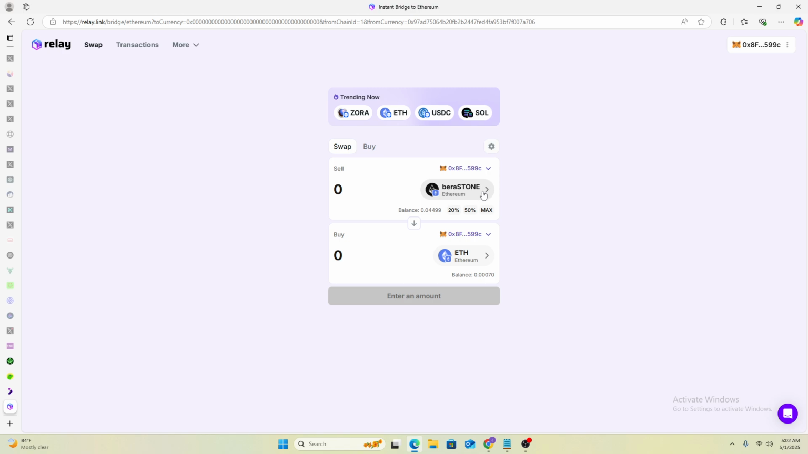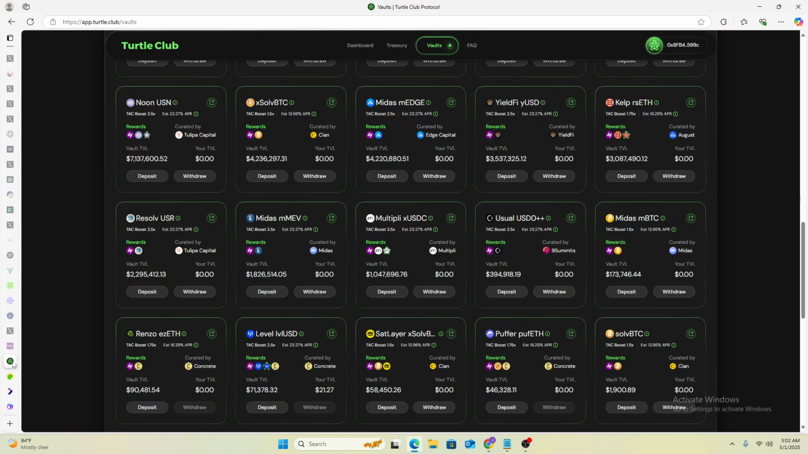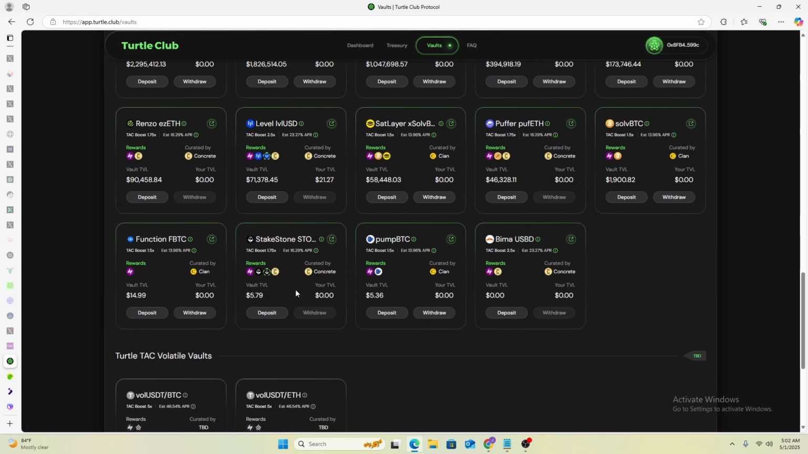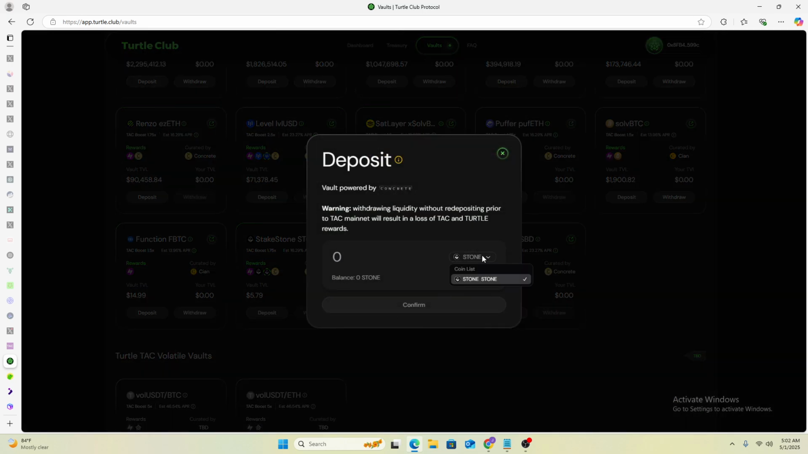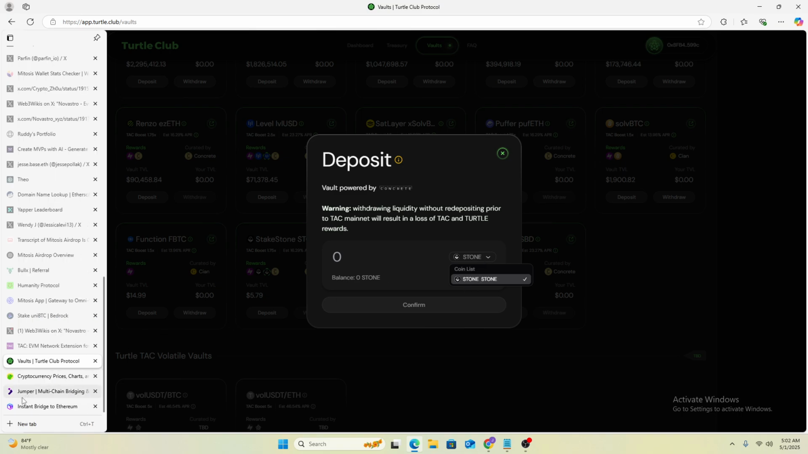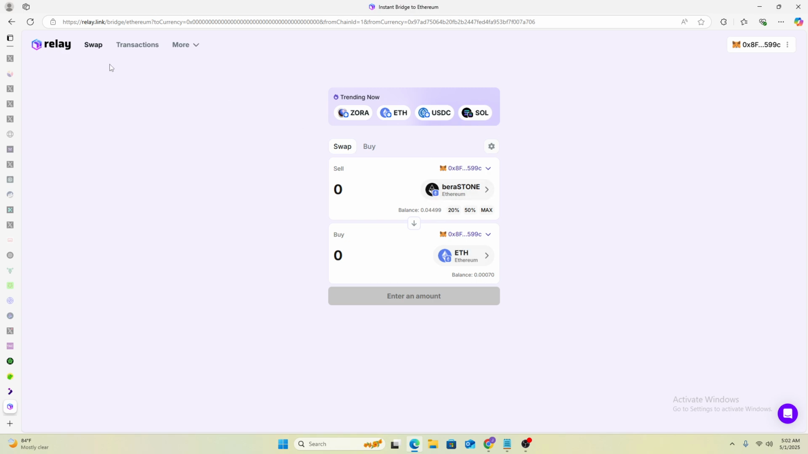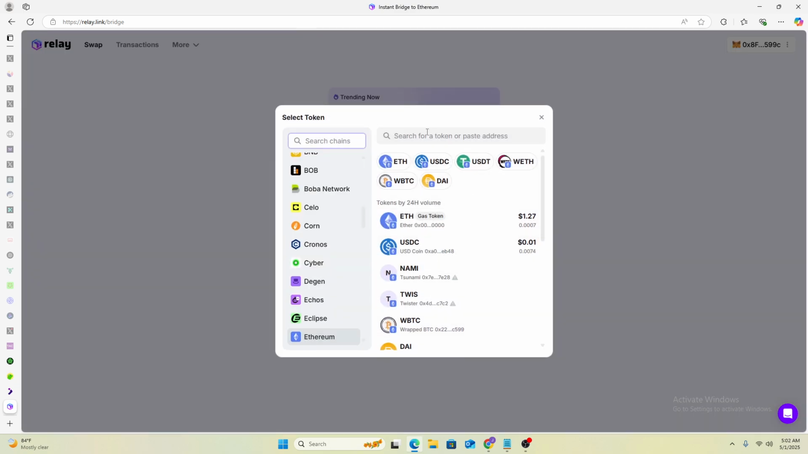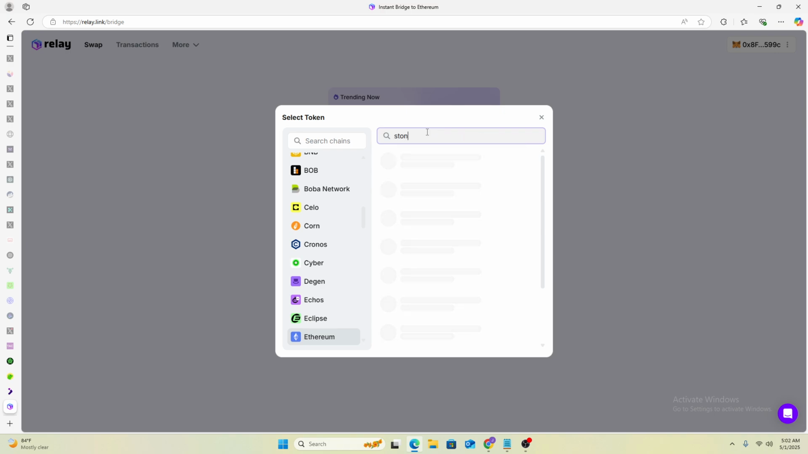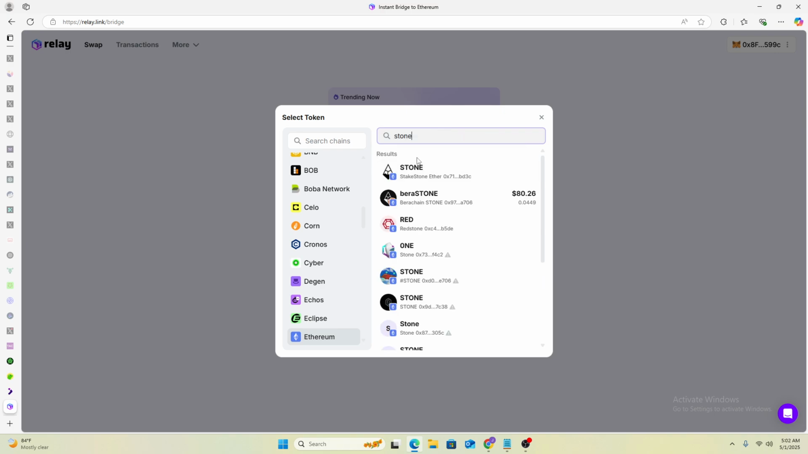So except this is not stone, this is Bera stone. Or is it stone? Just a moment. Let's check here. Okay, so it's not stone. I will need to convert it into stone. I can also use this to swap Bera stone to receive stone on the same chain. So this is stone here.